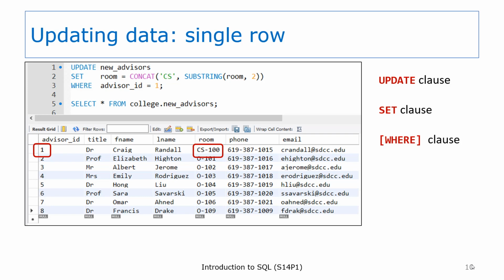In this clause, the equal sign is used as the assignment operator, meaning that the value that is specified to the right of the equal sign is assigned to the column name on the left of the equal sign. As shown in this example, we are updating only one column, the room column. We are changing the room number from the current room number, which for this advisor was O100, to the new value of CS100.